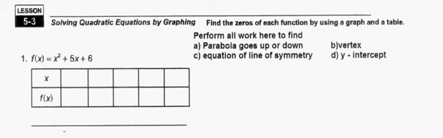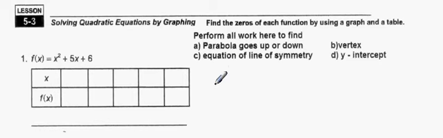Problem number 1, we're asked to do several things. First of all, to tell if the parabola goes up or down. Next, to find the vertex. Then to find the equation of the line of symmetry, to find the y-intercept, and finally to graph it and to complete the table. So let's first of all identify whether the parabola goes up or down.